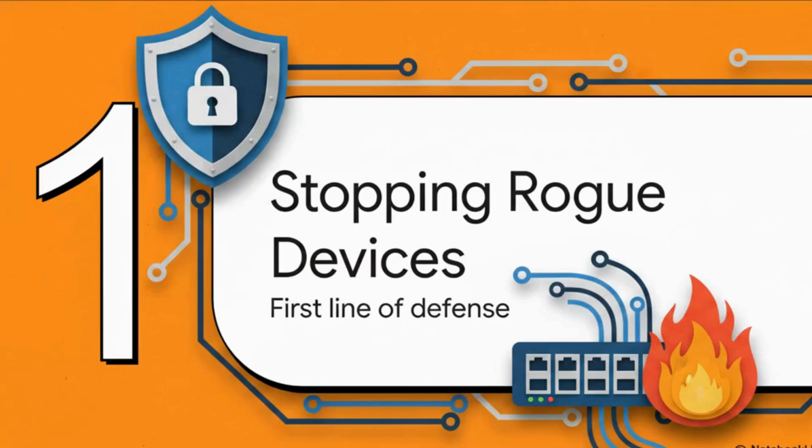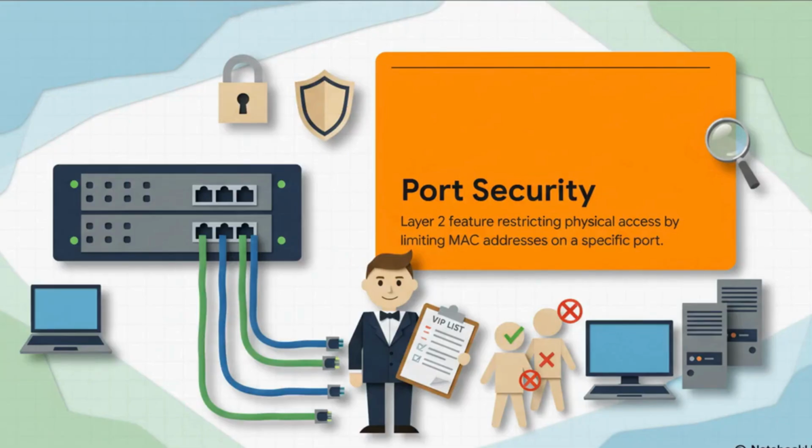Crazy, right? So how do we tackle this? That brings us to Section 1, Stopping Rogue Devices, your first line of defense. Enter Port Security. It's a Layer 2 switch feature that restricts physical access to your network by limiting and filtering the specific MAC addresses allowed on a single port. Think of the switch as an exclusive club's bouncer. It's standing right there, checking the VIP list, which in our case are the MAC addresses, at the door, making absolutely sure no uninvited guests sneak in.